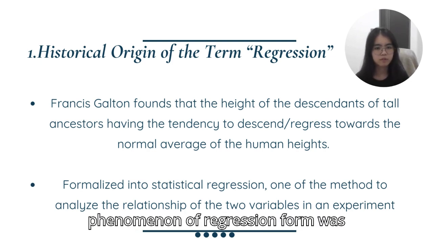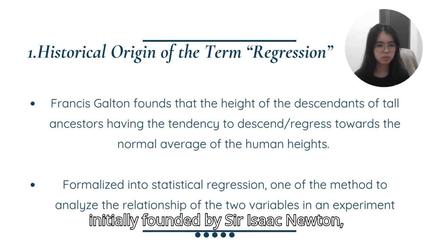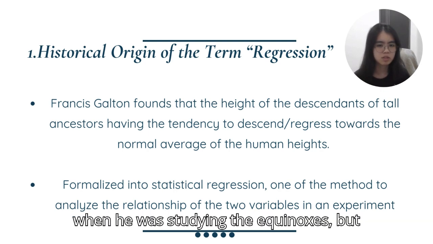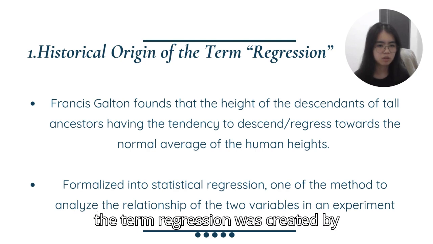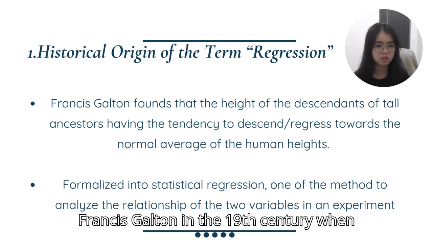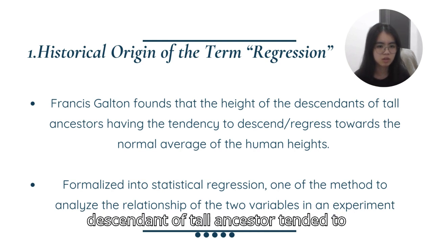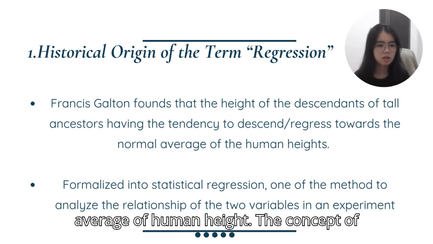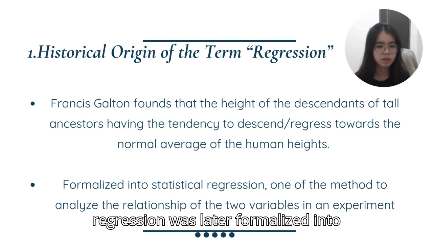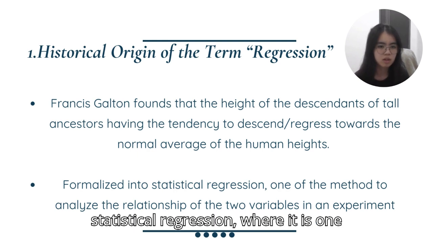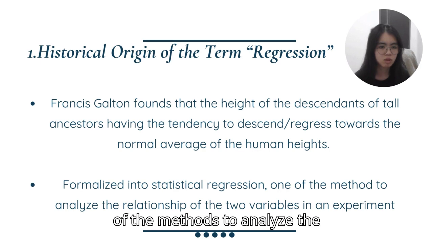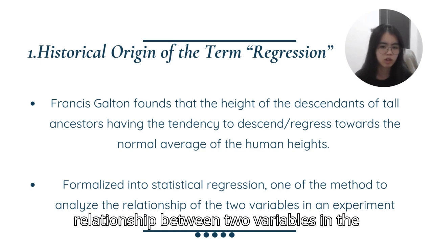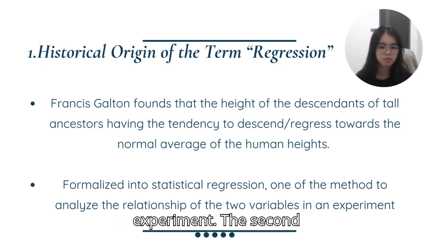Although the phenomenon of regression was initially founded by Sir Isaac Newton when he was studying the equinoxes, the term regression was created by Francis Galton in the 19th century when he found that the height of the descendants of tall ancestors tended to descend or regress towards the usual average of human heights. The concept of regression was later formalized into statistical regression, which is one of the methods to analyze the relationship between two variables in an experiment.